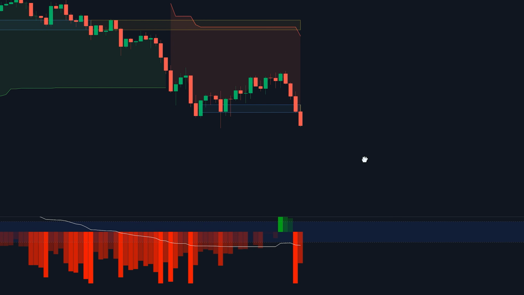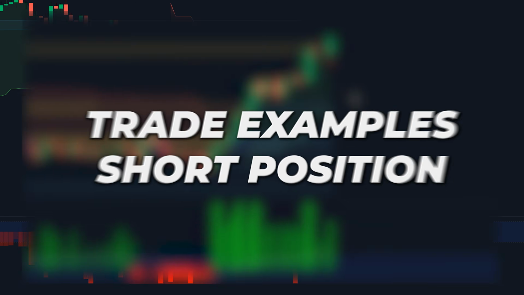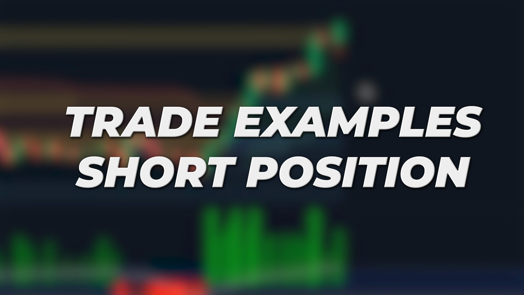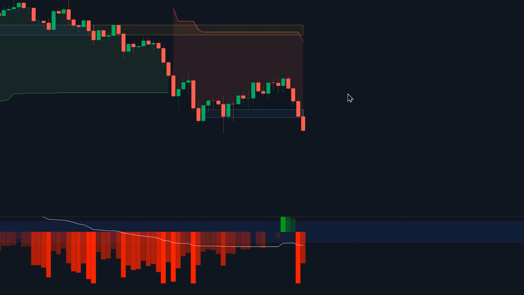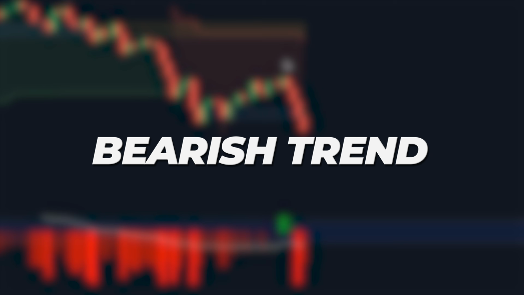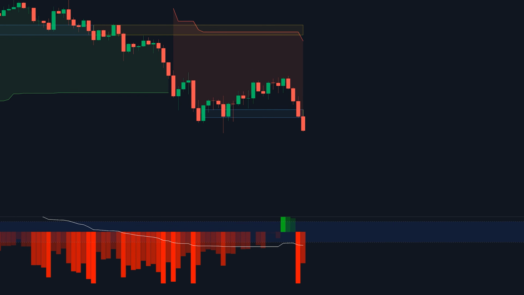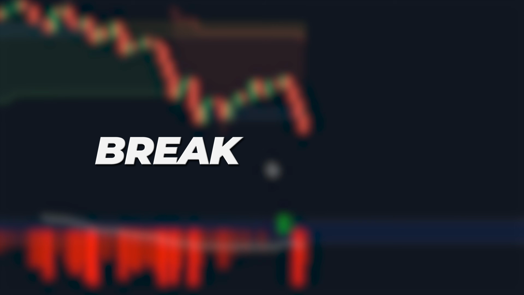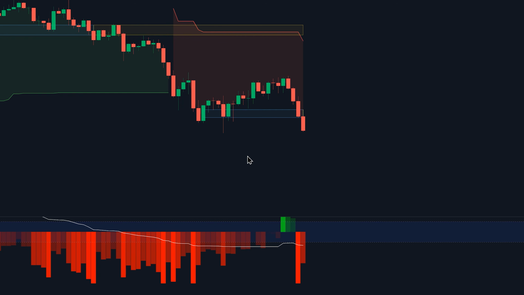Now, how do we take a short position? Well, we do the opposite of everything we did for the long positions. Condition number 1, we confirm that the market is in a bearish trend. For that, we use the SuperTrend indicator. We need this trend ribbon to be colored red. Condition number 2 is we need the price to break and close under a key level. This is our key level, and this candle just broke and closed below it.